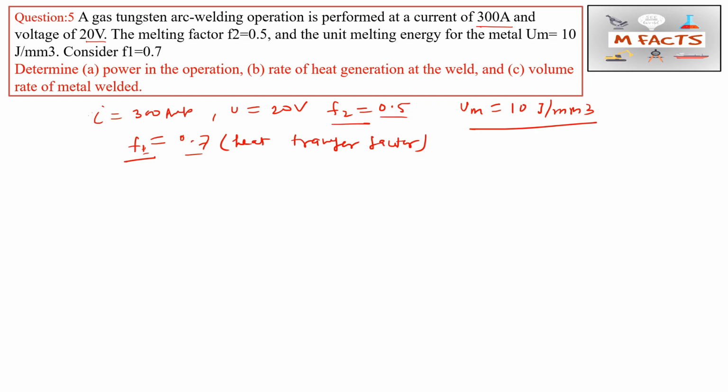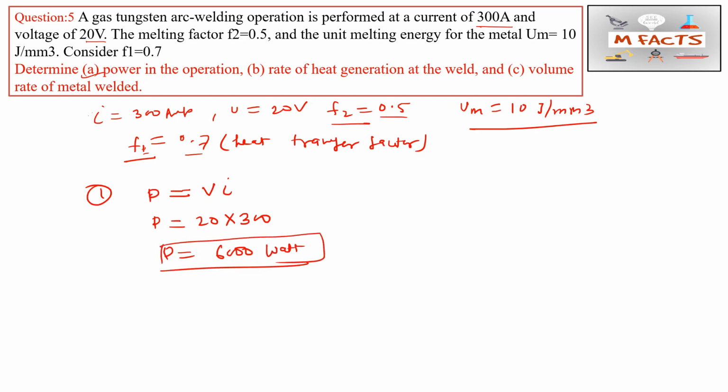So the first question is power in operation. They are asking about power. I have already told that we can calculate power as P is equal to VI. So P is equal to, V value is 20 and I is 300. So this is the value, 6000 watt. We can also say that this power is in joule per second. This is 6000 joule per second.